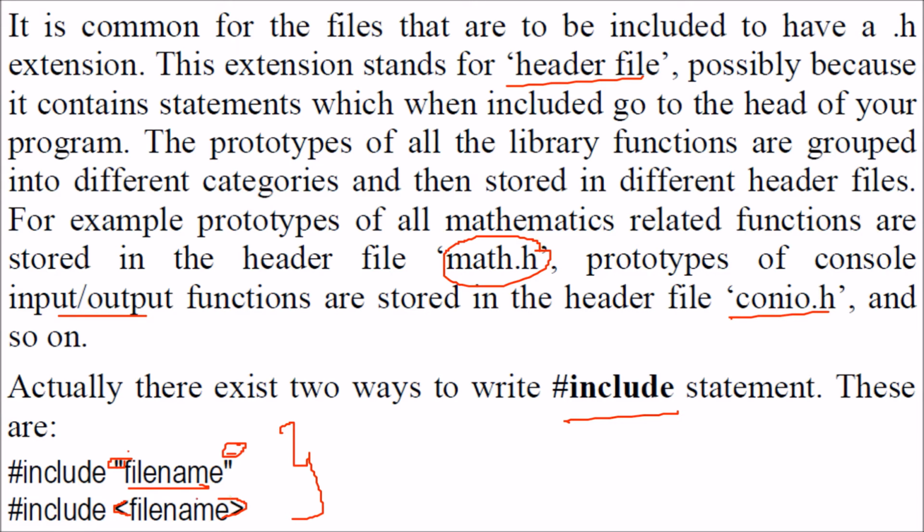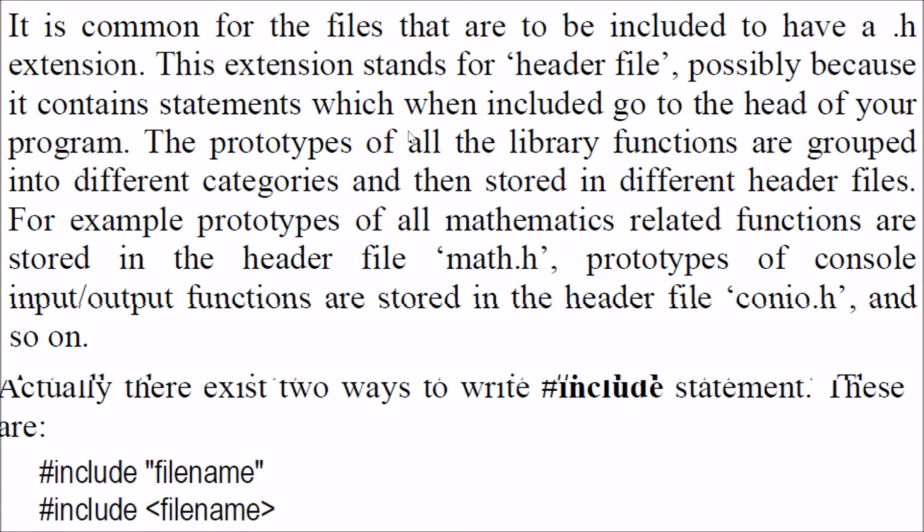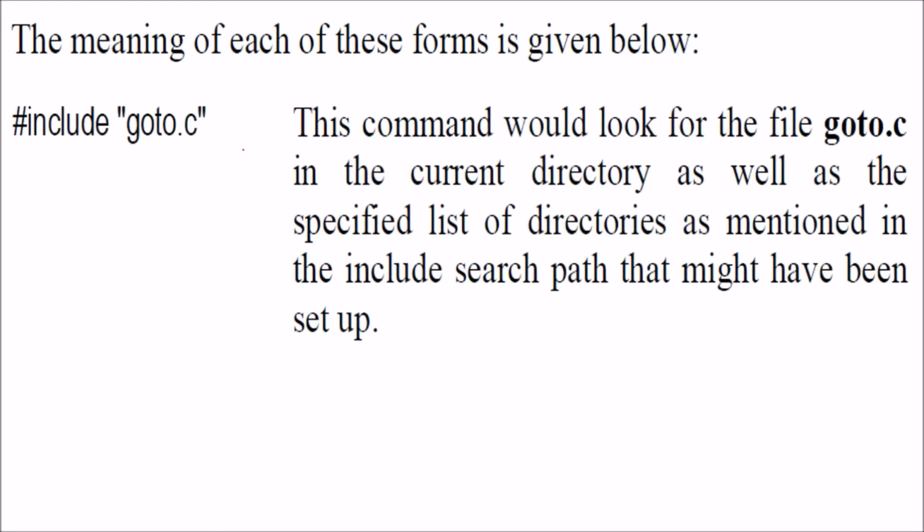So what do they infer? What do they say? First, if you include something with double quotes, this command will look for the file, this one, goto.c here, in the current directory where you are, along with all the specified list of directories you have mentioned in your include search path.